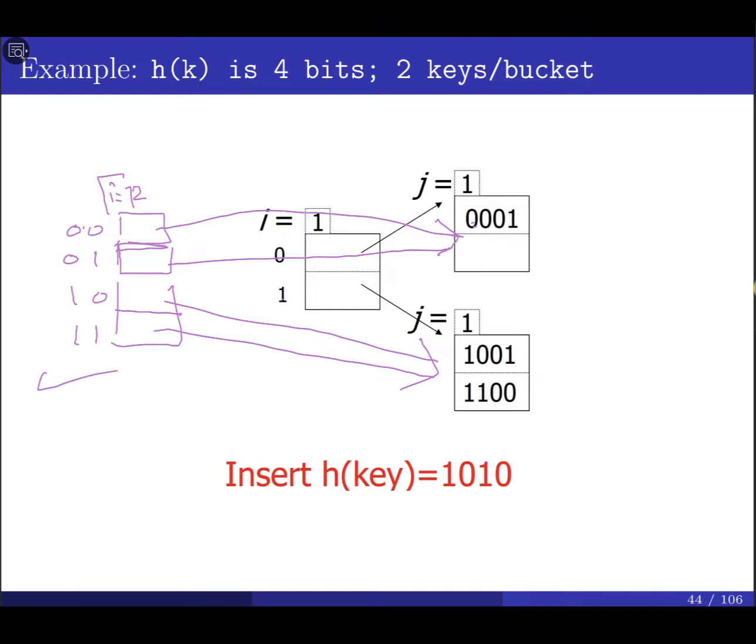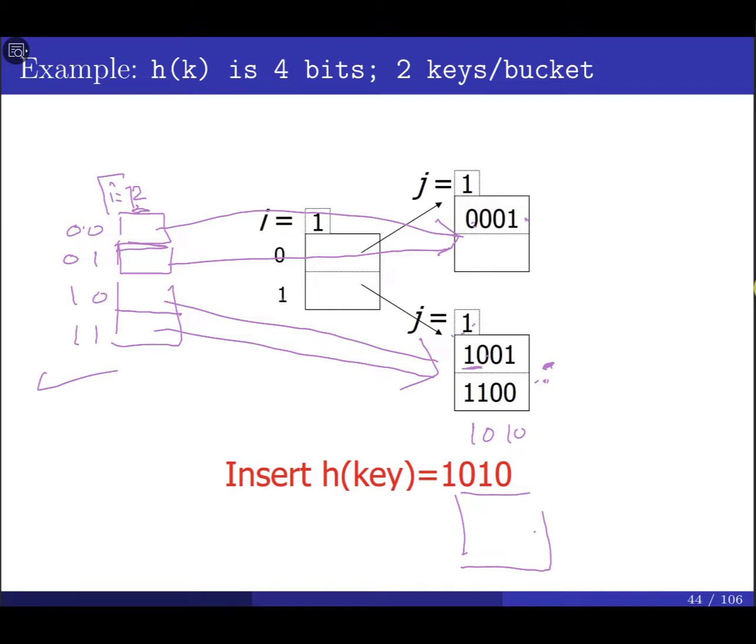So what's next? Now the value of j is less than the value of i. So can you split safely? Yes. Remember, this one has 1010 here. Then what I have to do here? I will split this one into 2 blocks. I create another block here. Then I'm going to redistribute the keys from this one, the one that caused the problem, with the new one, based on the value of j plus 1. So based on those 2 bits.